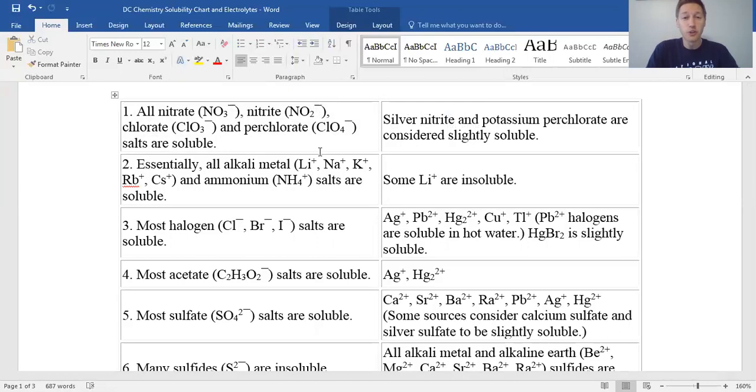This chart does not tell you the limit of its saturation, meaning how soluble is soluble, like how much can we put in it. It's just a general rule. It says it will dissolve. You'll be able to dissolve something into it, okay?